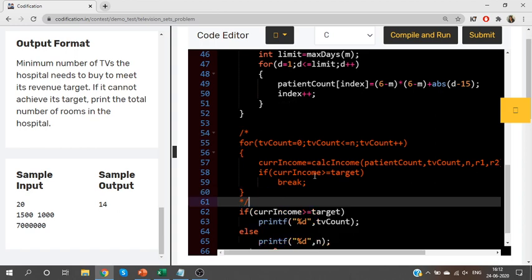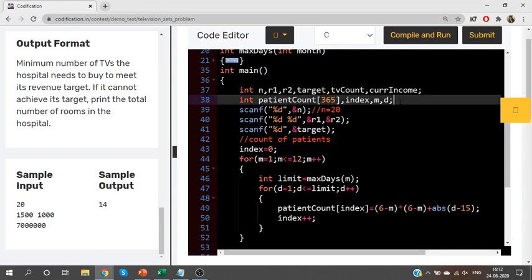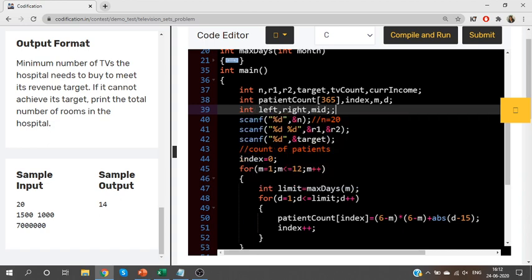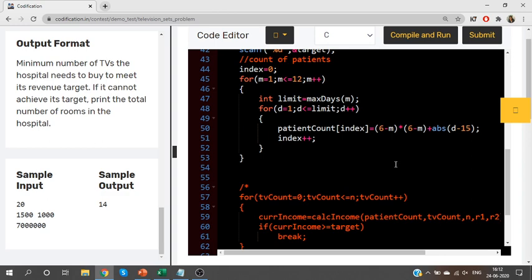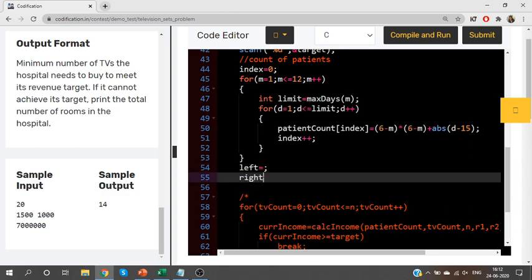Okay, I'm not going to consider all TV counts. I'm going to use a binary search approach, which means I will need left, right and mid values. I'll declare them in parallel because anyway I'm going to forget it at the end. So, initialize left and right values.